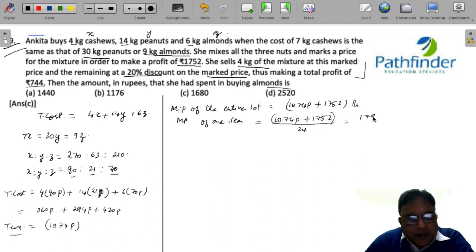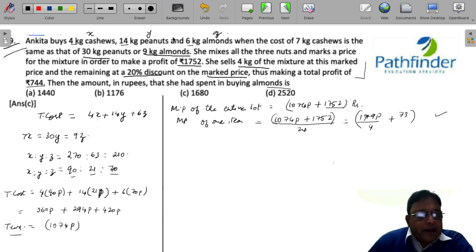So what do you get? You'll get 179p by 4 plus 73, since 24 3s are 72 and 24 7s are 168. This is the marked price of 1 kg of any of these items, that will give you a profit of 1752 rupees. Now 4 kg were sold at this price. And the remaining 20 kgs, because there are 24 kgs, were sold at a discount of 20% on this.